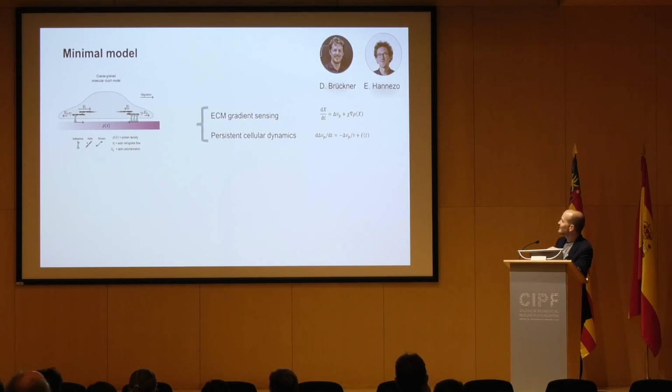The first element is gradient sensing, so adhesion of the cell. And the other one is the persistence of the cell. This cell is polarized, and it has some sort of inertia that will make it continue to go no matter what.